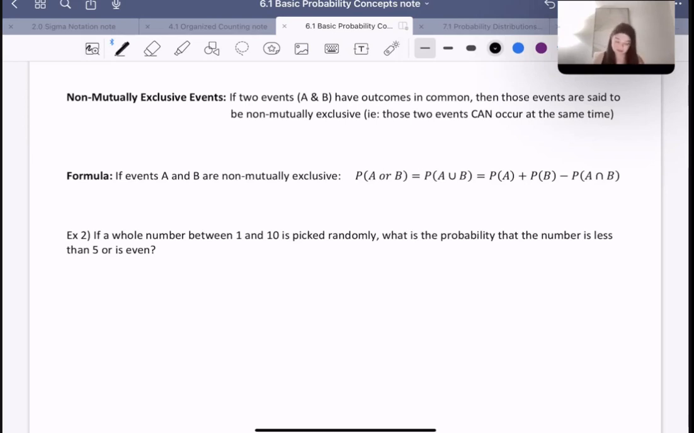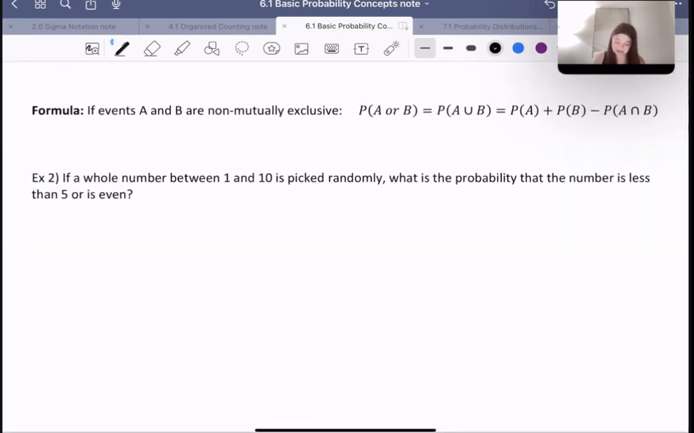So let's do an example like this. It says, if a whole number between 1 and 10 is picked randomly, what is the probability the number is less than 5 or even? So these events are not mutually exclusive because there are some numbers that are less than 5 and even, right? 4 is less than 5 and it's even. 2 is less than 5 and it's even. So there's actually two intersections here, right? There's two times where we are going to get numbers, right?